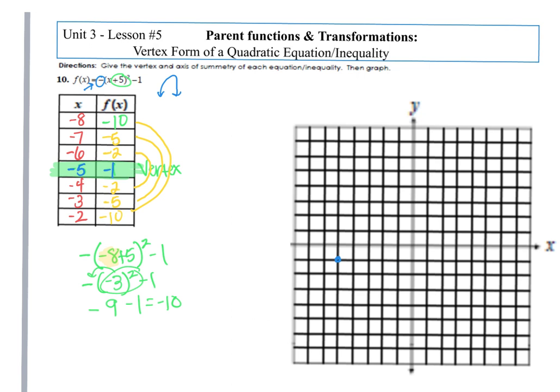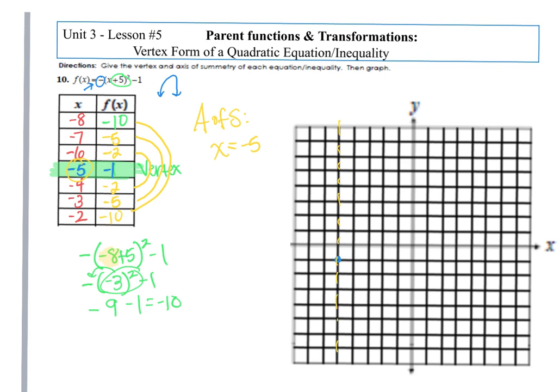Okay, so again, we know our vertex. We forgot to write down our axis of symmetry. So axis of symmetry always starts with x equals, and it's x equals the x value of your vertex, -5. That's where we cut that parabola in half. So it's about this point right here, this line.